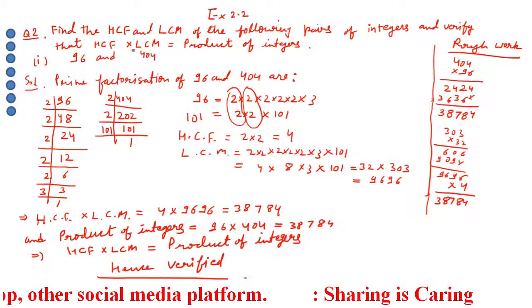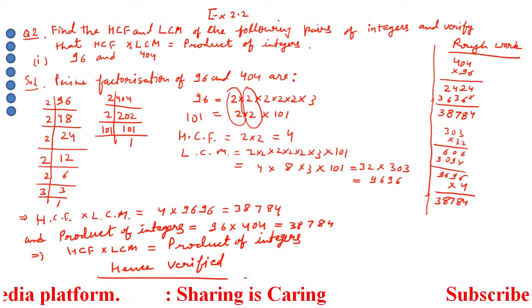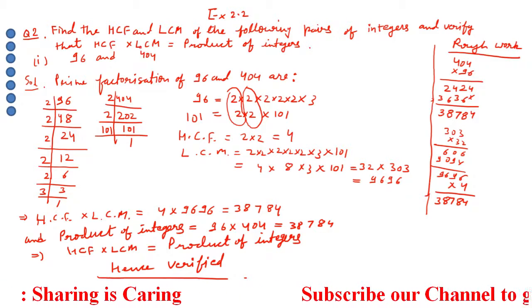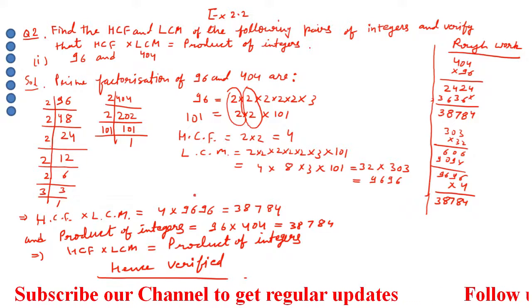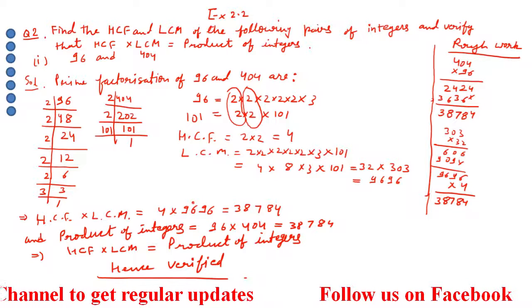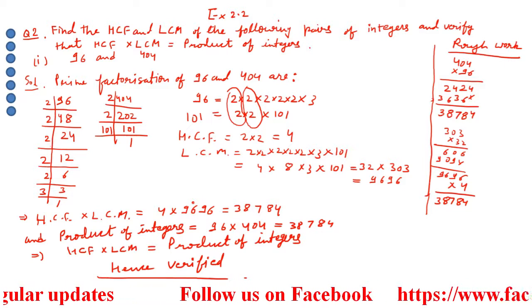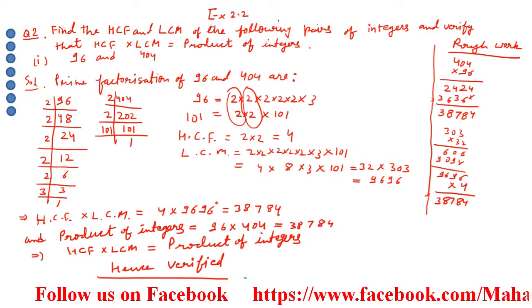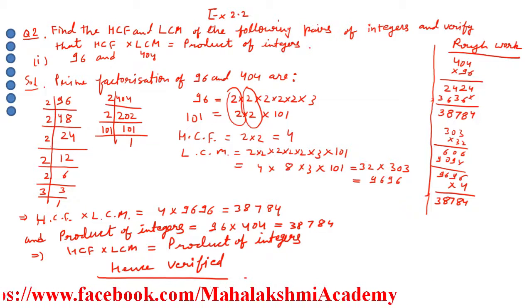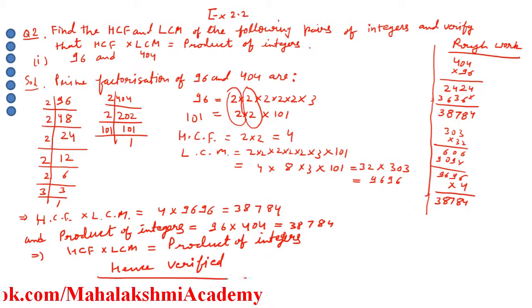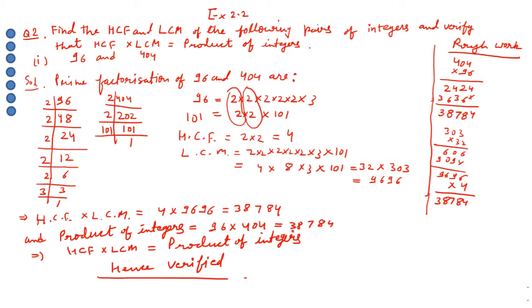Now after obtaining the HCF and LCM, we have to verify this result. That's why HCF multiplied by LCM. First we write down here HCF multiplied by LCM, and we write the result which we obtained, that will give us 38,784. Then the product of integers means whatever integers are available. What are the integers available to us? 96 and 404. That you just write here. Multiply them. Now we found that the HCF and LCM product is the same as the product of the integers. That is all we are required to prove. So like this we have proved it.